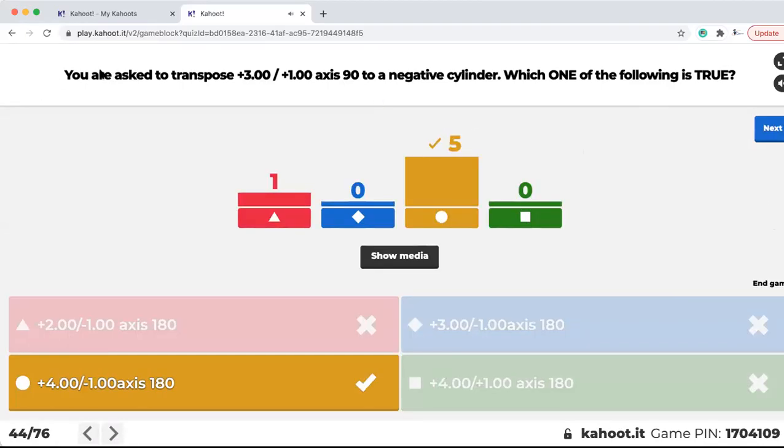Exactly. So how to transpose +3 to +1 axis 90 to a negative cylinder? We add the sphere to the cylinder, so it will be +4. And with the reverse sign of the cylinder, it will be -1, and the perpendicular axis, it will be 180. So all of you got it right.